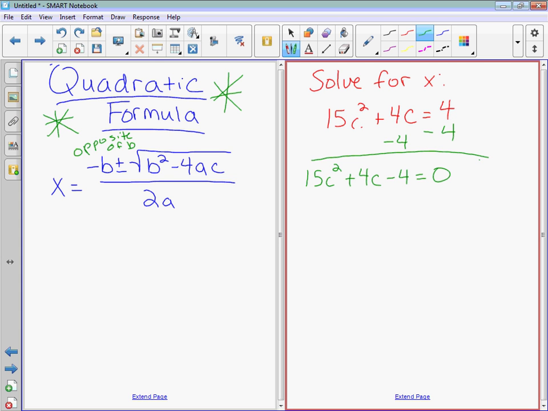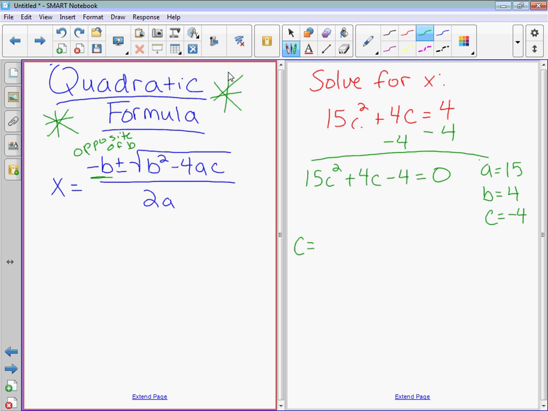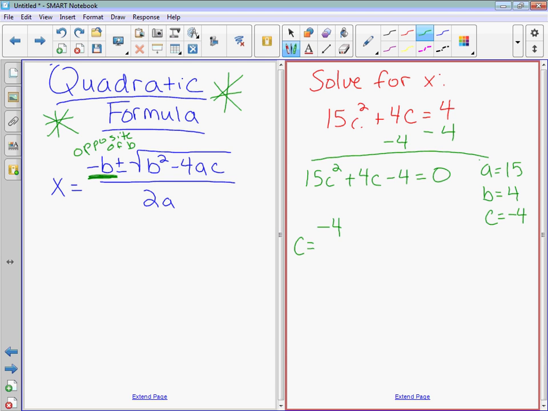Now I need to identify my a, my b, and my c to plug into the equation. A is 15, b is 4, c is negative 4. Now it's time to plug into the equation. So we've got c equals, first, we need to find our negative b, our opposite b. Since b is 4, we put in negative 4.